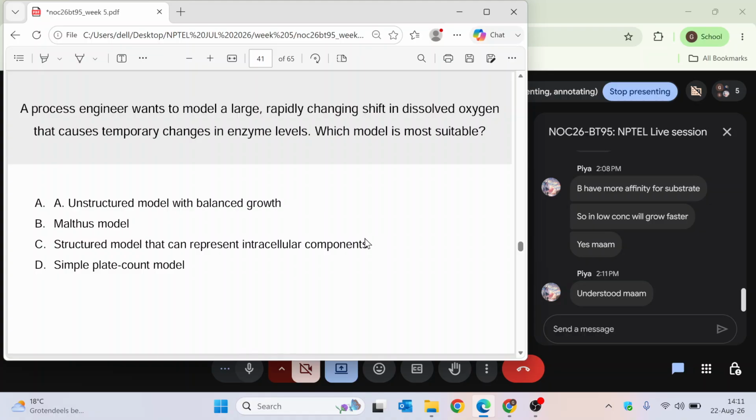Okay. So the next question is, the process engineer wants to model a large, rapidly changing shift in dissolved oxygen that causes temporary changes in the enzyme level. Which model would you suggest that he use?